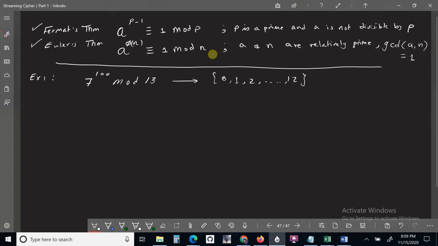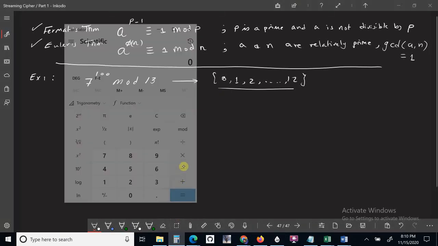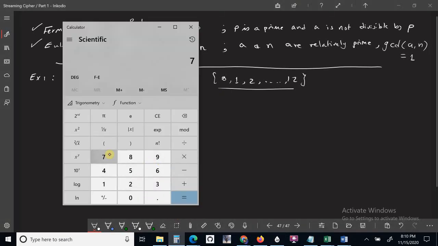Basically, we want to find which of those numbers is the congruent, or simplify this expression to its simple form. Now again, this is 7 to the power 100. By the way guys, this 7 to the power 100 is a very huge number. I'll show you the number exactly. It's 7 raised to the power 100.